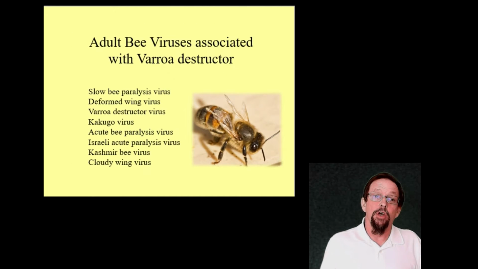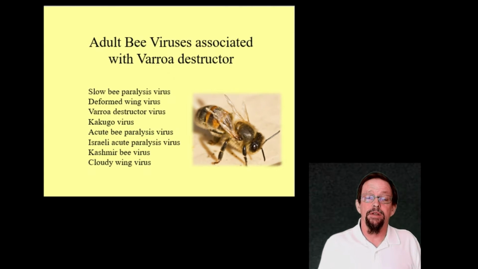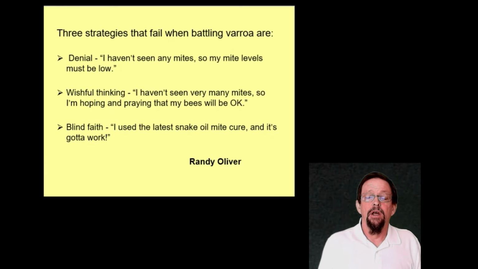Adult bee viruses associated with Varroa destructor. The bee pictured there has deformed wing virus. This is one that's easily discernible from the list that's there. And again, there's a whole large list of viruses that come with a Varroa mite infestation in your hive. So there's 3 failing strategies when dealing with Varroa mites, and this is from Randy Oliver.